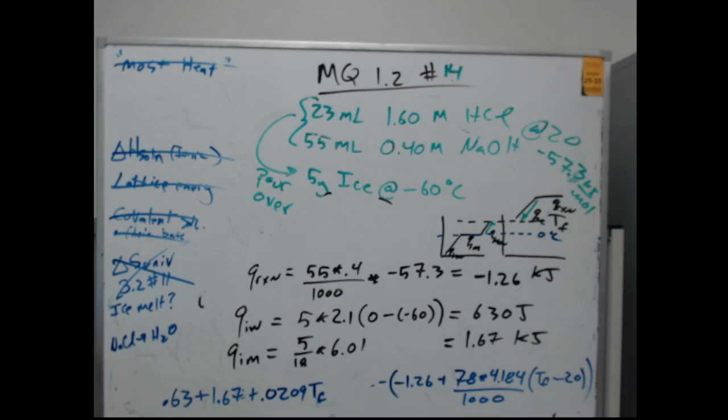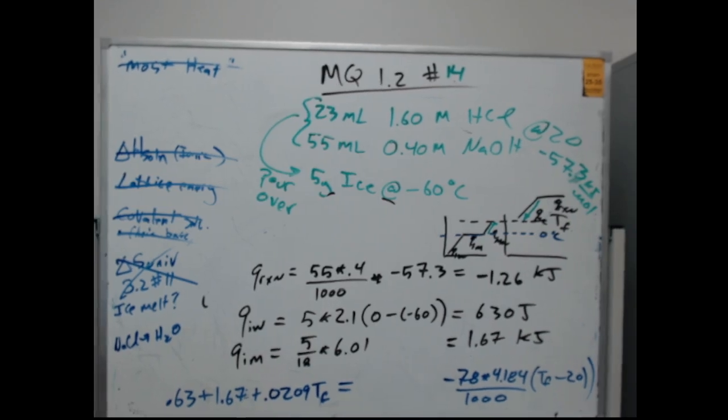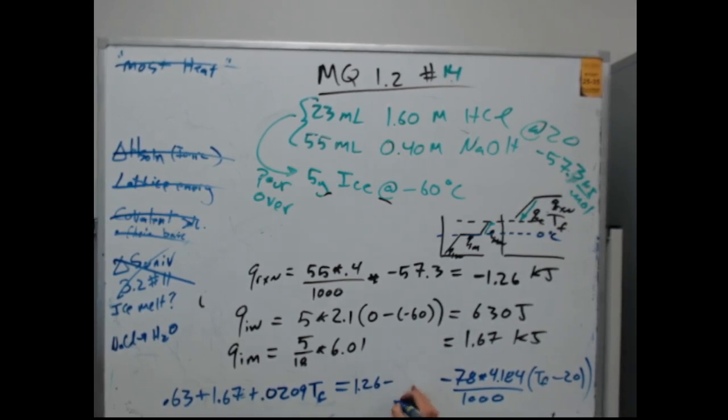Okay? And I can tell office hours are almost over because I'm about burnt out. But let's finish this out real quick. I'm going to FOIL this negative in. So this is going to be negative over here, positive over there. And I'm going to get 1.26 there. Then I'm going to have 78 times 4.184 divided by 1,000. That's going to get me minus 0.326 T final.